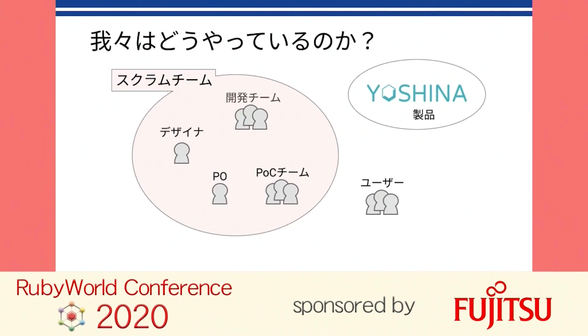So how do we work? We have a Scrum process. The Scrum team is established. As you see here, in the Scrum team, we also have product and users. So in a Scrum team, we have the development team, designers, and also the POC team, and the PO, or product owner.